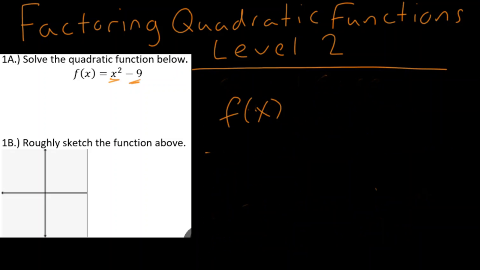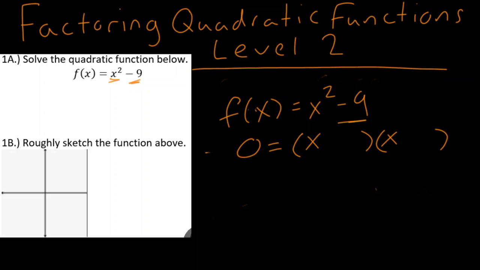Here we have f of x is equal to x squared minus 9, and of course, similarly, we set this equal to 0. We're going to break it down very much the same way. X squared breaks down into x and x. Then we take a look at this negative 9. Remember, we discussed that 9 is a perfect square, so if you take the square root of 9, you get 3. In this case, we're going to break this down into positive 3 and negative 3. And that's how you do it.